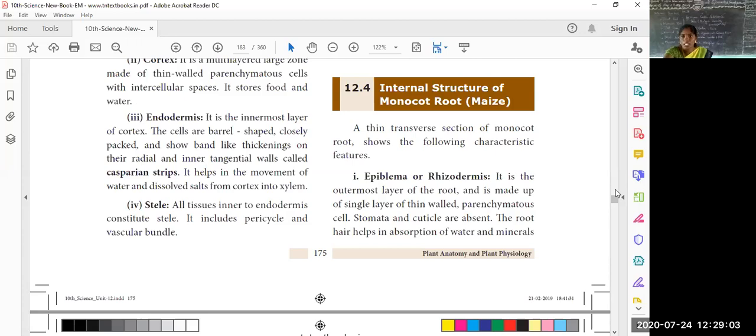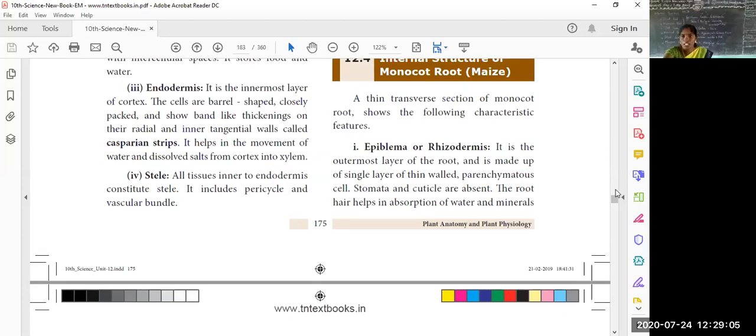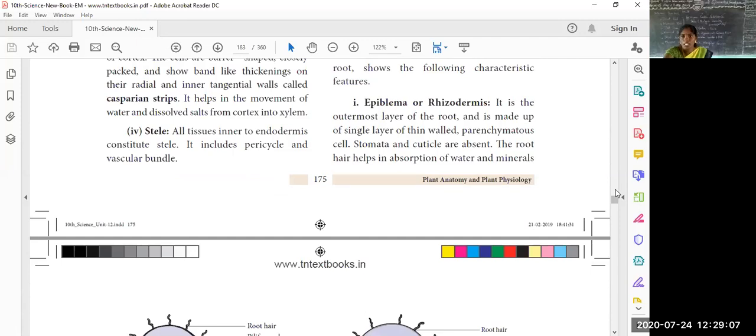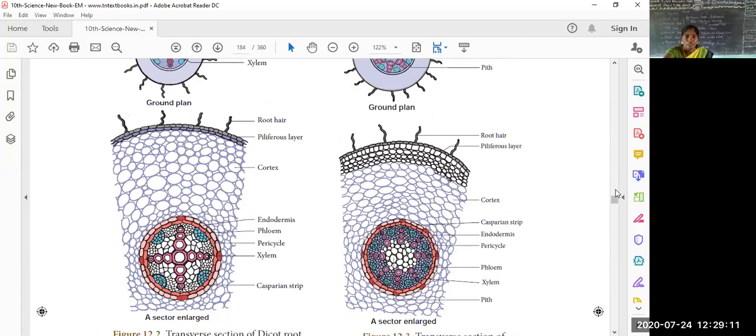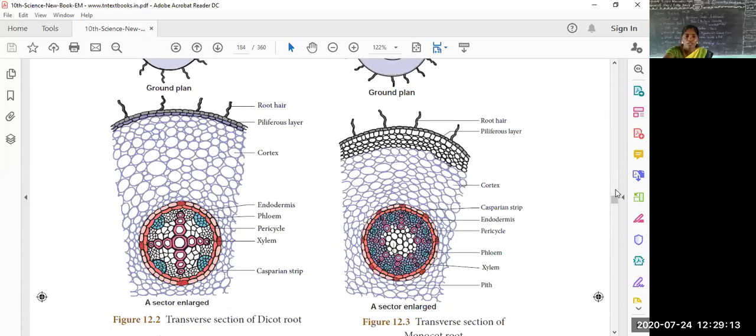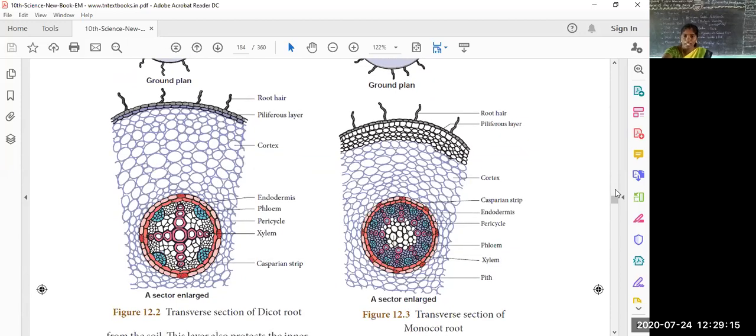So root hair only absorbs the water and minerals from the soil. Okay, now see the figure. This is the first diagram, transverse section of dicot root. The second diagram is the transverse section of monocot root. If you see the other parts, the root has piliferous layer. Piliferous layer is otherwise called the epiblema and rhizodermis.